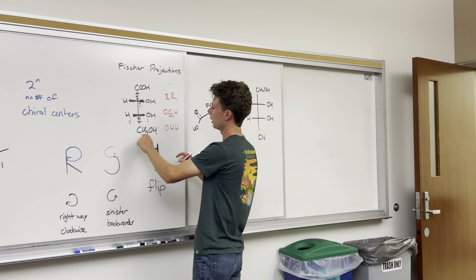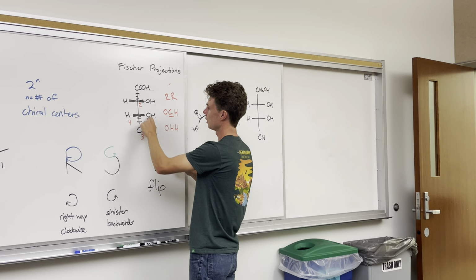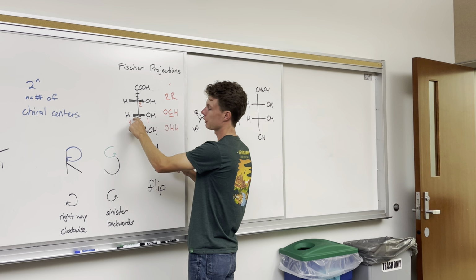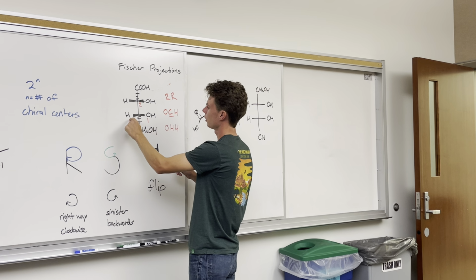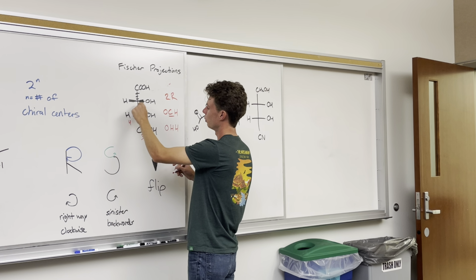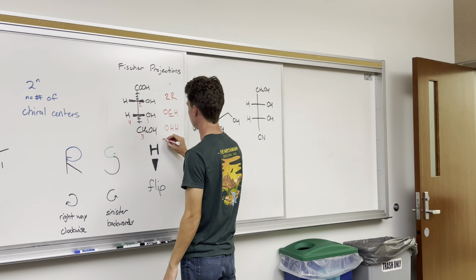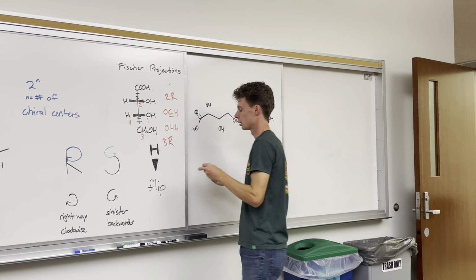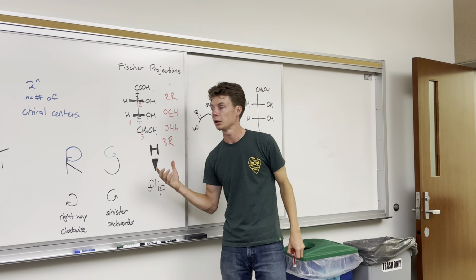Again, I'm going in a counterclockwise direction first, 1, 2, 3, but I'm going to flip it because my hydrogen is in a wedge, okay? So normally I would be going S, but I have to flip that because my lowest priority group is a wedge. So now I'm going R. This is also R configuration, okay? My Fischer projection tells me that both of those are R, okay?